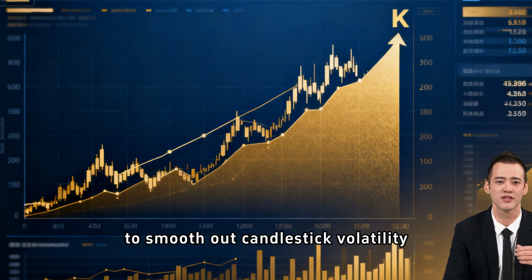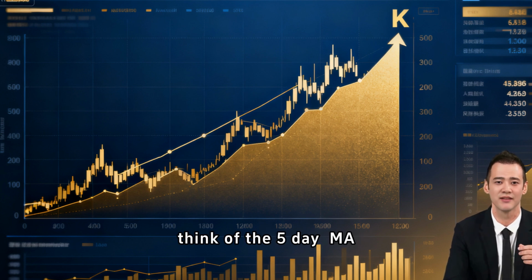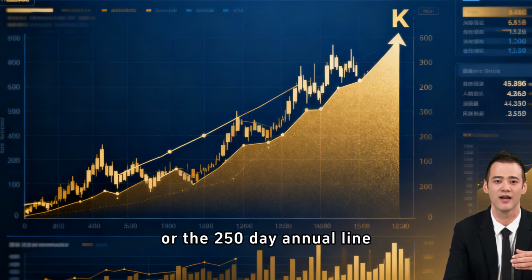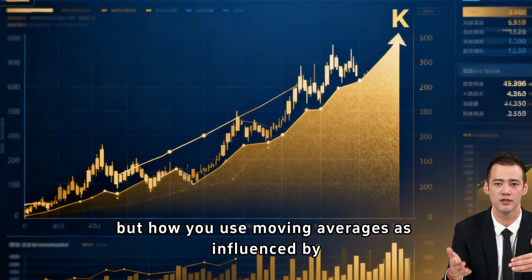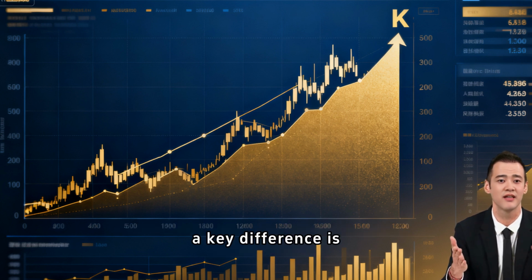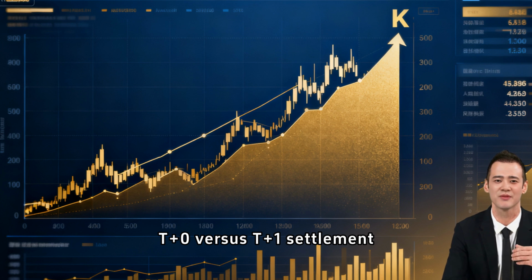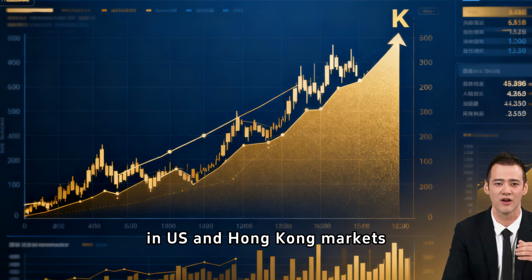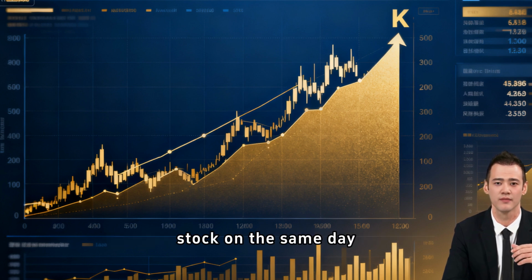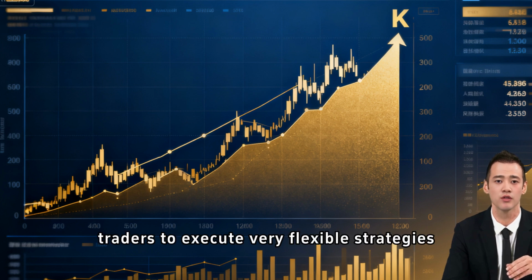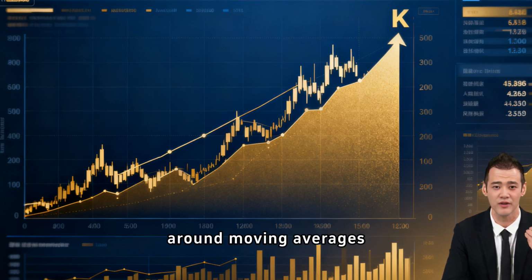To smooth out candlestick volatility, we use moving averages. Think of the 5-day MA, the critical 60-day MA, or the 250-day annual line. Their calculation is the same globally, but how you use moving averages is influenced by trading systems. A key difference is T+0 versus T+1 settlement. In US and Hong Kong markets, T+0 trading is the norm. This means you can buy and sell the same stock on the same day. This allows short-term traders to execute very flexible strategies around moving averages.